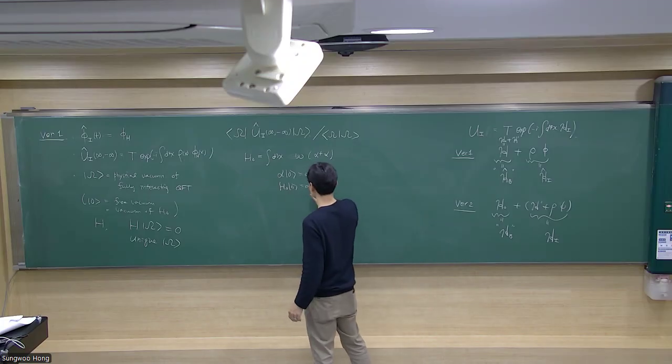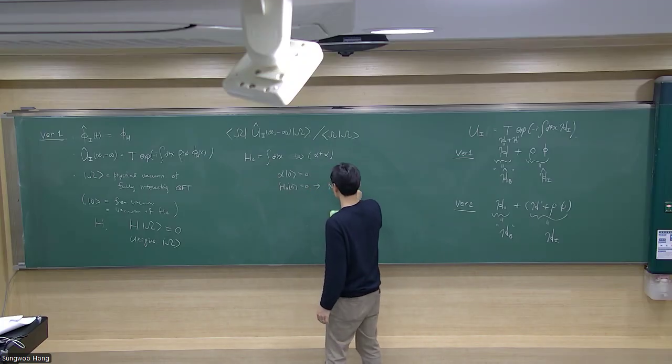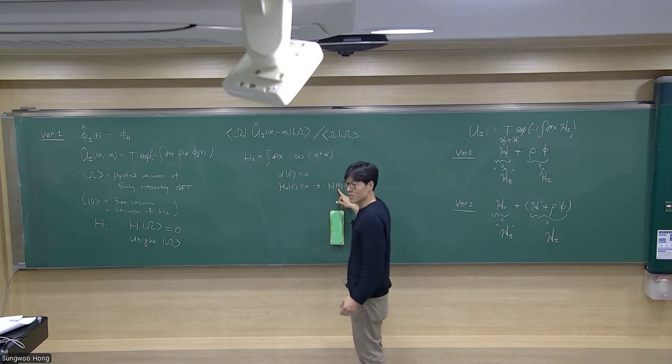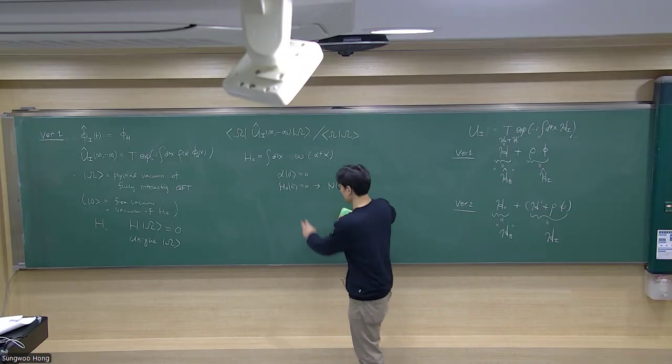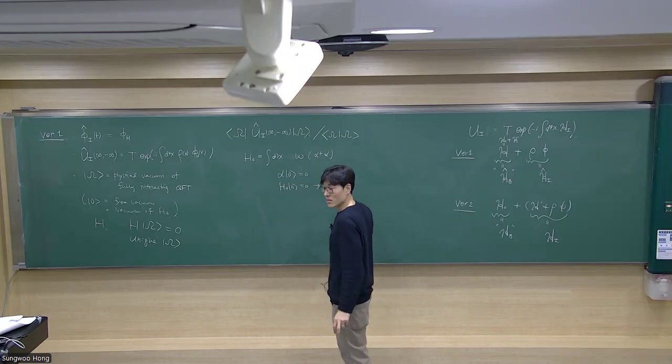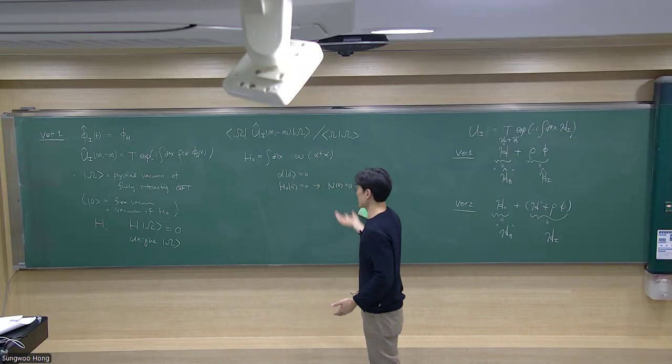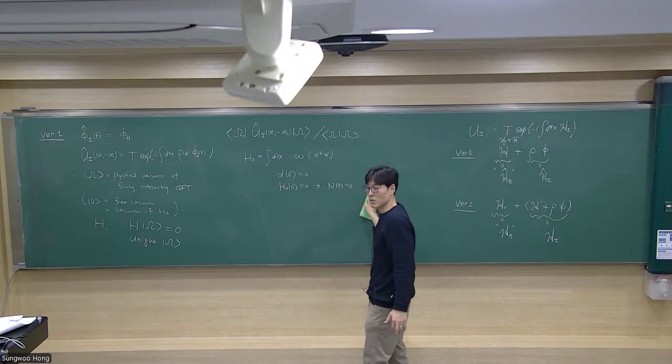Or this at least implies that the number operator is 0. The fact that there is no excitation means that it doesn't have any excitation a priori. This is literally the number operator for the free theory. So in the free theory, there's nothing to hide. You have an explicit expression for everything.